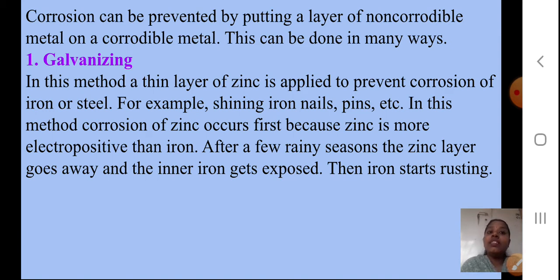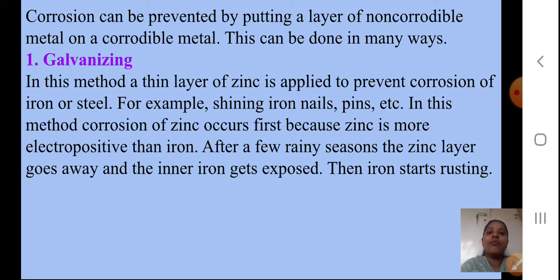In this method, corrosion of zinc occurs first because zinc is more electropositive than iron. So in this method, corrosion of zinc will occur first. Why? Because zinc is more electropositive than iron. After a few rainy seasons, the zinc layer goes away and the inner iron gets exposed. After some days, the zinc layer will get washed away, the inner iron gets exposed, and then iron starts rusting.